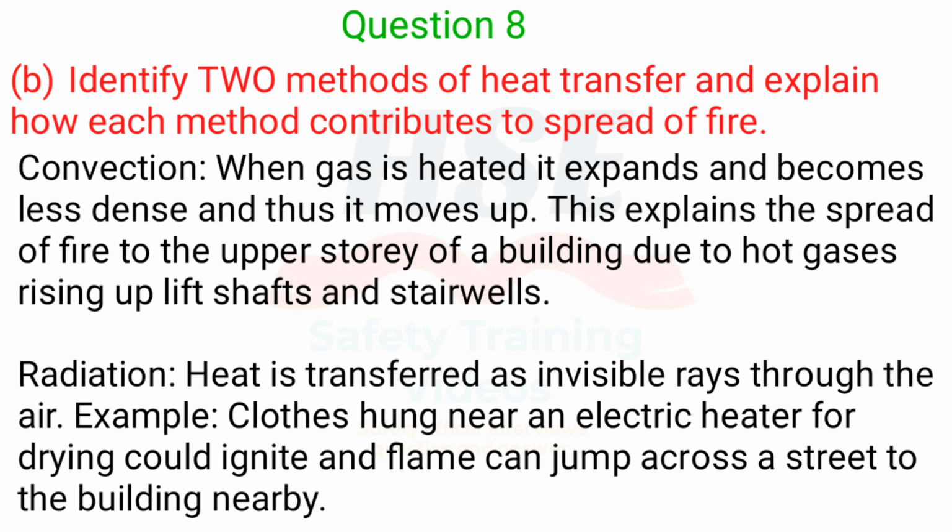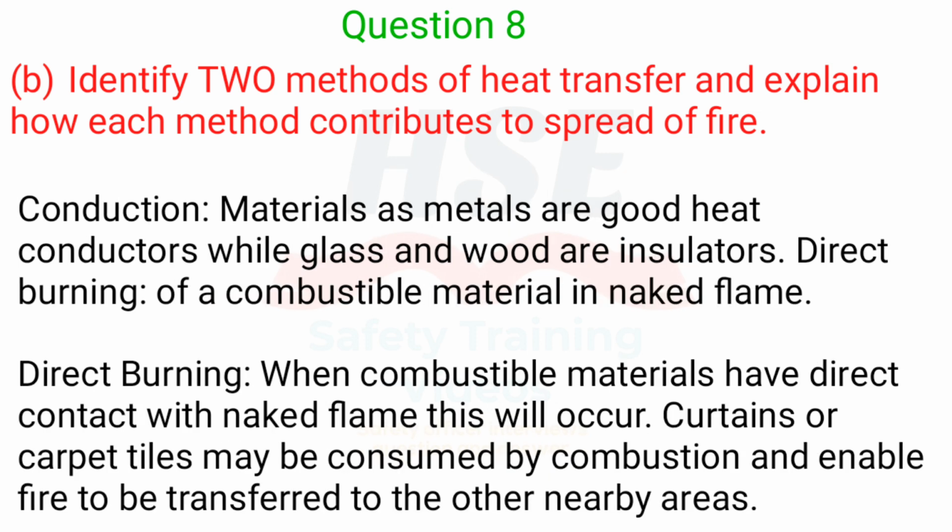Radiation: heat is transferred as invisible rays through the air. Example: clothes hung near an electric heater for drying could ignite and flame can jump across a street to the building nearby. Conduction: materials such as metals are good heat conductors, while glass and wood are insulators. Direct burning: when combustible materials have direct contact with naked flame, this will occur. Curtains or carpet tiles may be consumed by combustion and enable fire to be transferred to other nearby areas.